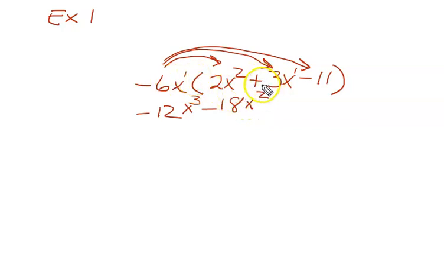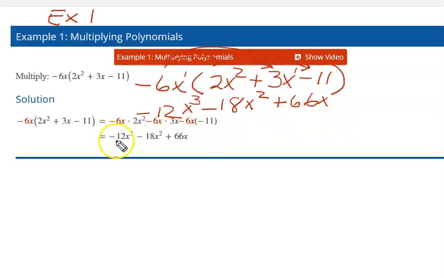We're multiplying. Now, negative times negative for this last term will give you a positive. 6 times 11 is 66. And then we have our x to the first. We don't write that. All right, checking it out. And we see we have the correct answer.